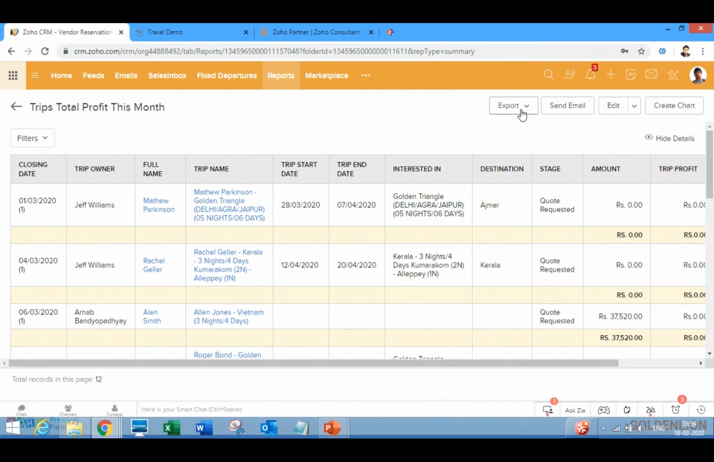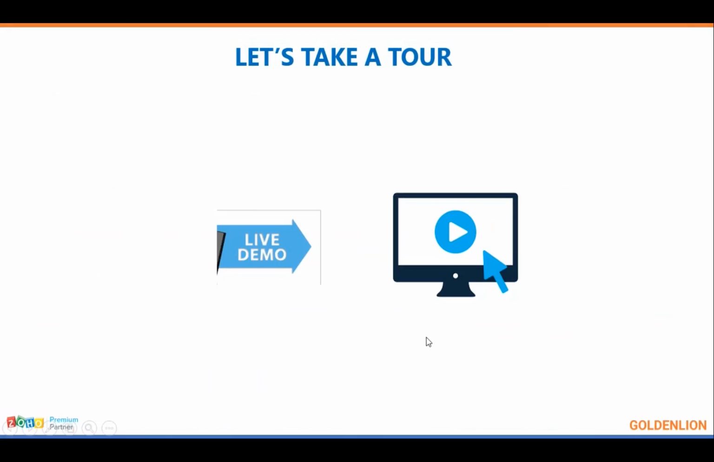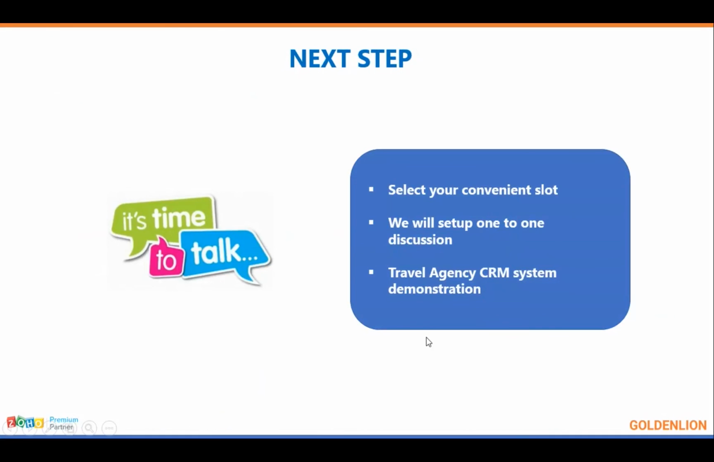Let's say you are a user of the system and you want to export this report, or send this report to one of your colleagues. You can simply export it to Excel, CSV, or PDF, in your desired format. So this is overall the system that we have developed on top of the Zoho CRM system. I hope you all understand the system in a very short way.